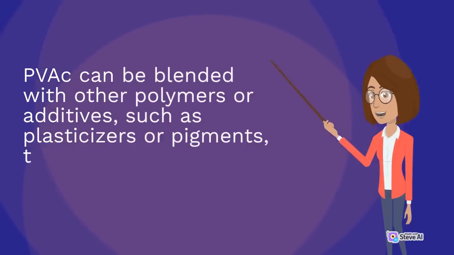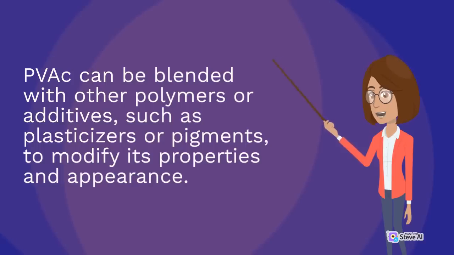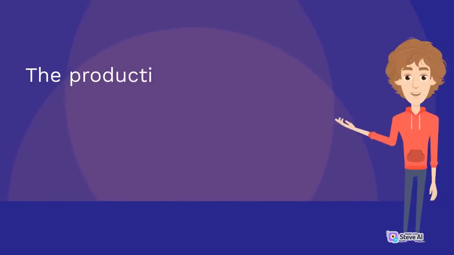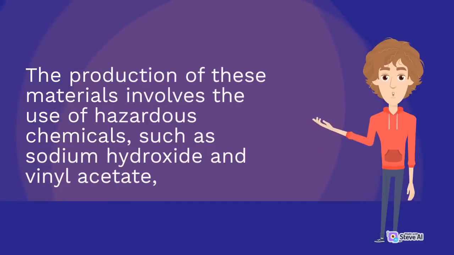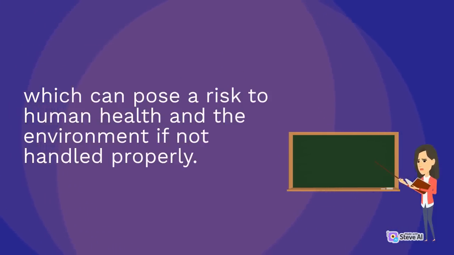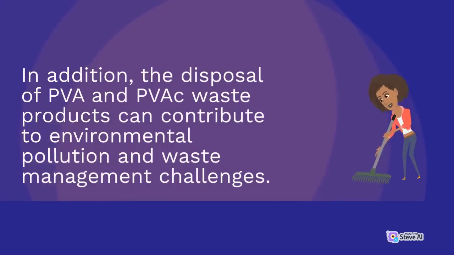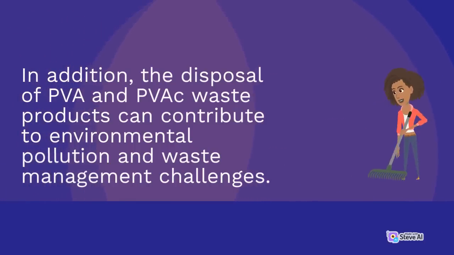PFAS can be blended with other polymers or additives, such as plasticizers or pigments, to modify its properties and appearance. The production and usage of PFA and POTS also raise important environmental and health considerations. The production of these materials involves the use of hazardous chemicals, such as sodium hydroxide and vinyl acetate, which can pose a risk to human health and the environment if not handled properly. In addition, the disposal of PFA and POTS waste products can contribute to environmental pollution and waste management challenges.